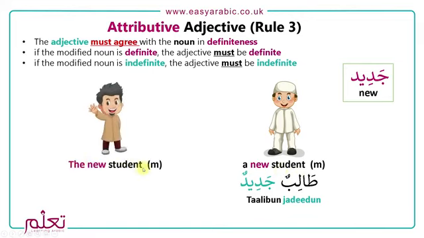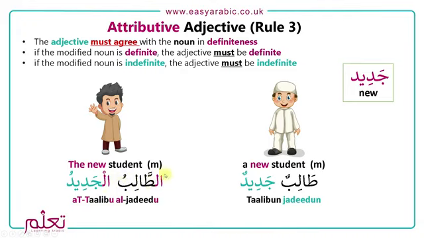If we say the new student, we're making it definite. We change the noun by prefixing it with al, so it's at-talib, but the tanween is changed from a dammatain into a single damma. So at-talibu, and then we do exactly the same to the adjective: prefix it with al and end it with a damma. So at-talibu al-jadidu. So tanween makes it indefinite, and al at the beginning and damma make it definite.